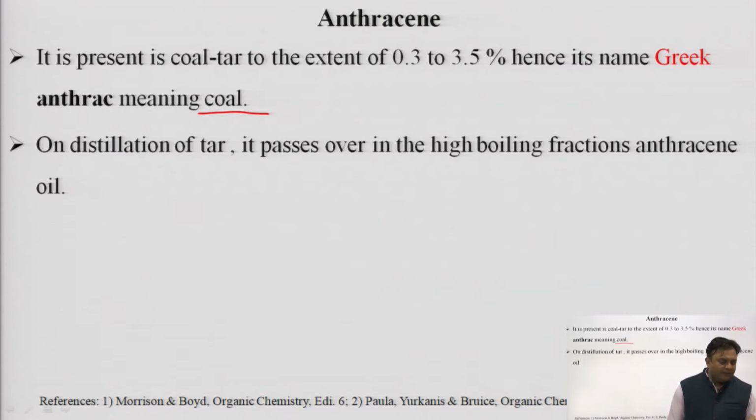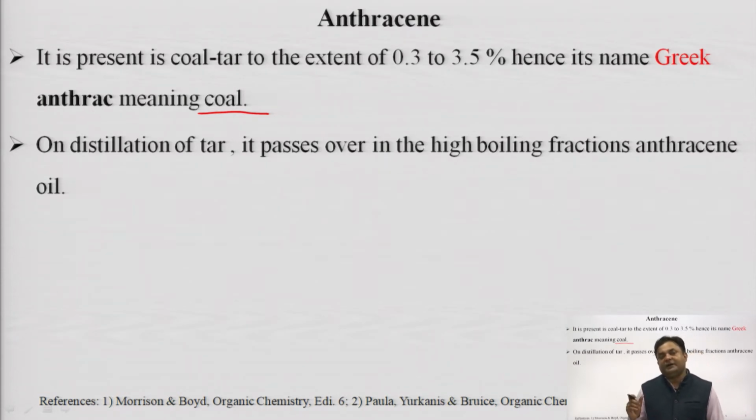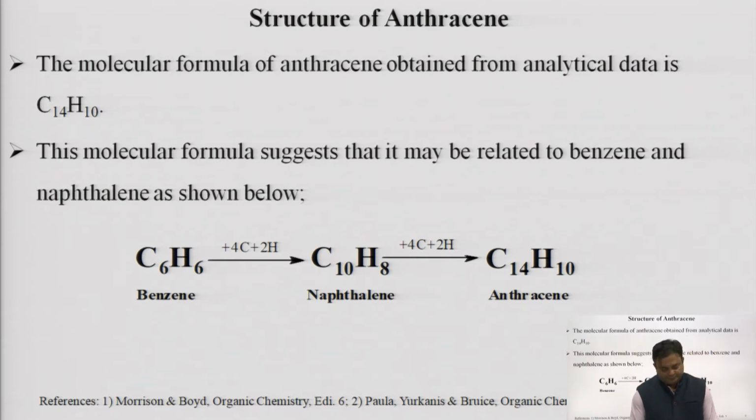On distillation of tar, it passes over in the high boiling fraction, anthracene oil. That particular green oil fraction is also known as the anthracene oil fraction, because anthracene is the major product present in that fraction. Now coming to the structure of anthracene again.